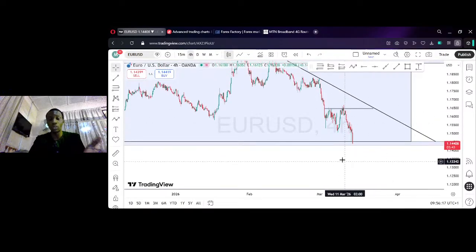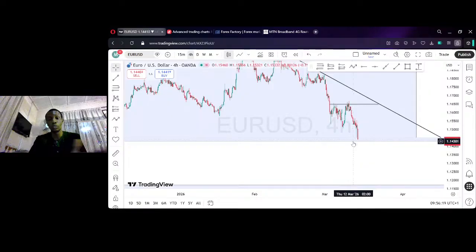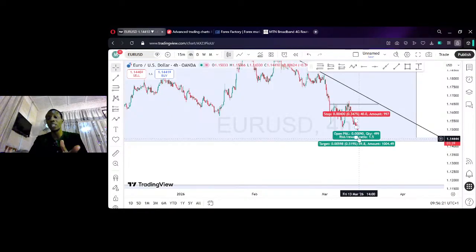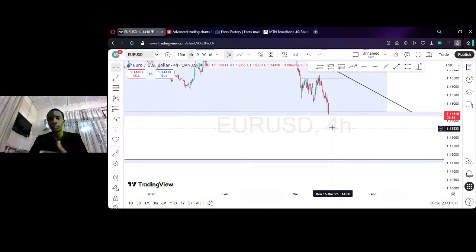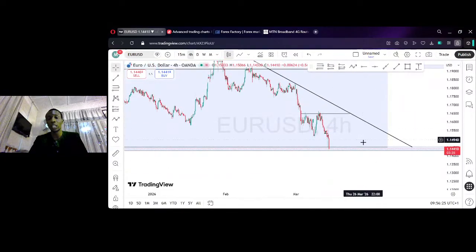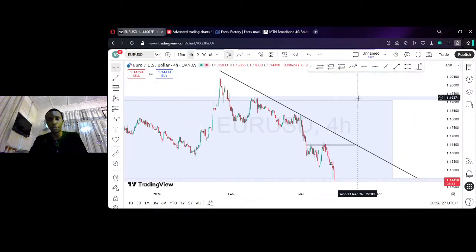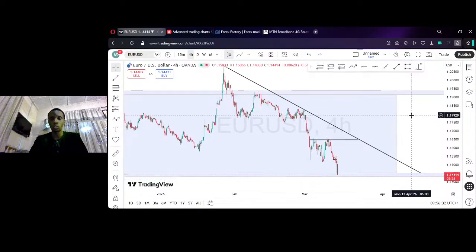For now, price is sitting on this support level right here, and if it can break out and test, fine. But if price turns around right here, it's coming back up to contest the support level again. So that is that on EUR/USD. Now let's look next at GBP/USD.